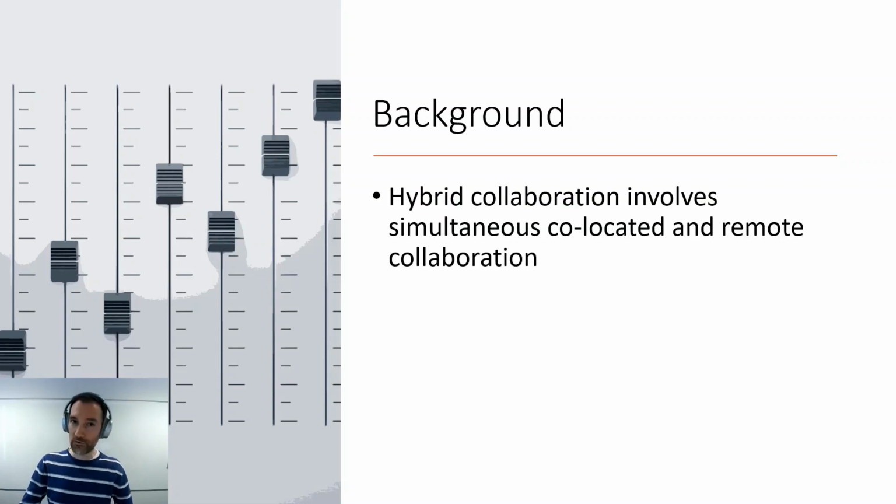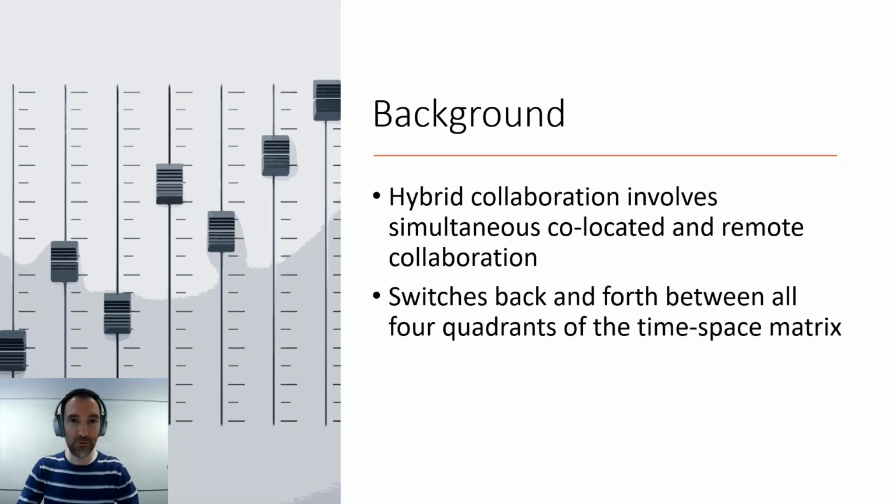Now, there's one area missing, namely that of technologies that support hybrid interactions. Hybrid collaboration refers to collaborative practices that involve simultaneous, co-located, and remote collaboration with phases of both synchronous and asynchronous work that spans multiple groupware applications and devices. Hybrid collaboration switches back and forth between all four quadrants of the time-space matrix. There's constant transitions between co-located and remote, as well as synchronous and asynchronous collaboration.